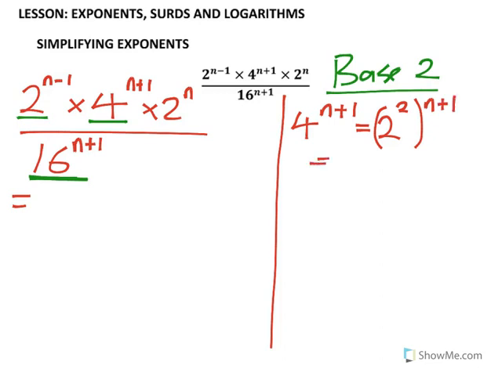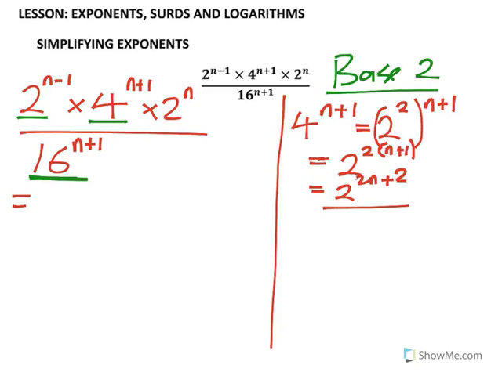Now this is the same as 2. This n plus 1 is like you've got a 2 in a bracket, then you've got n plus 1, which is equal to 2 times n, it's 2n plus 2. Don't say just 2n plus 1 because you are opening that bracket.